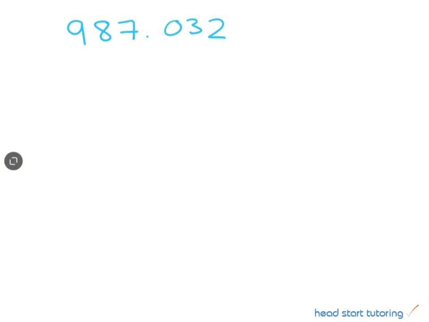Right, if we have a look at this number, 987.032, and if we are asked, let's first have a look. What is the value of the 3 in this number? The value of the 3 in this number is 3 hundredths. Right, so in this number, the value of our 3 is 3 hundredths.